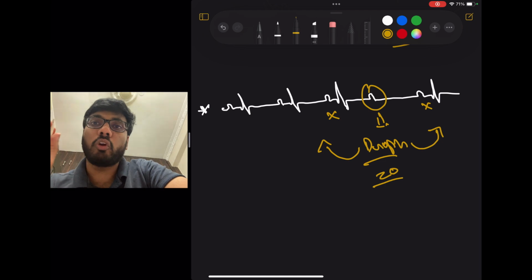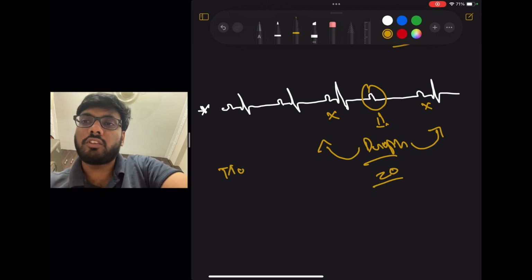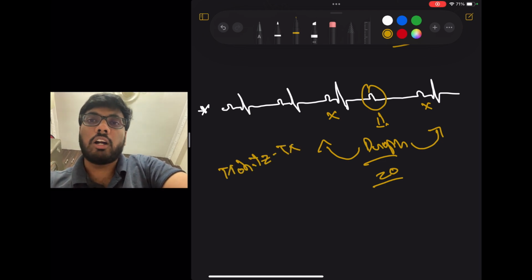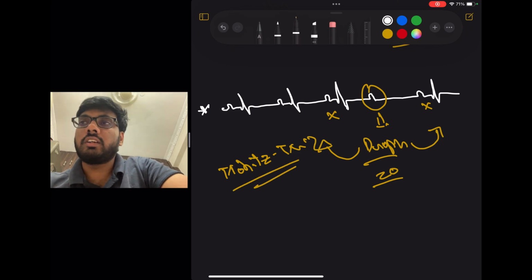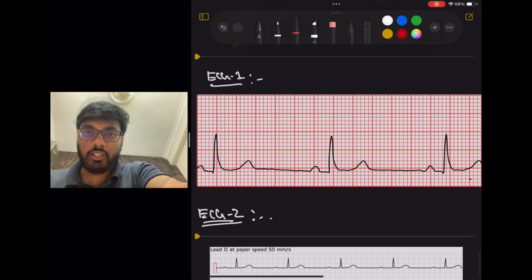That means there is no progressive prolongation of the PR interval. This is suggestive of Mobitz type 2 heart block. Okay, that's it. We are done with the different types of heart block. How do you approach ECG examples as well?